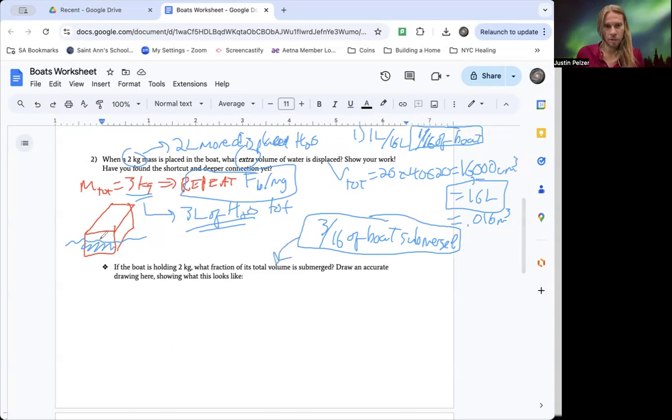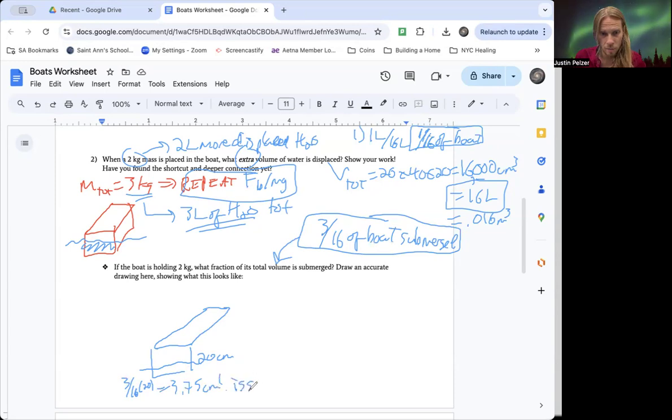Draw an accurate drawing of 3/16 submerged. I'm not going to do that, but I'll trust that you guys can draw in 3 dimensions and draw 3/16 submerged. I think I asked what height is submerged. The height was 20, so whatever 3/16 of 20 is. I can probably do that in my head. 20 divided by 16 is 5/4. 5/4 is 1.25, times 3 is 3.75 centimeters submerged.